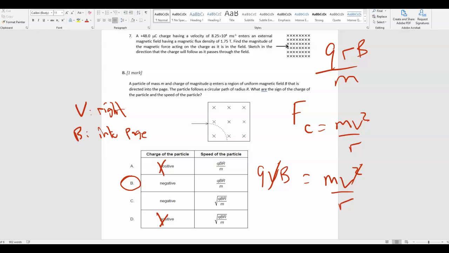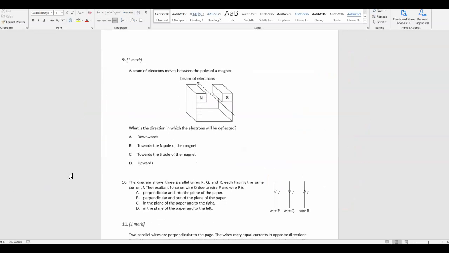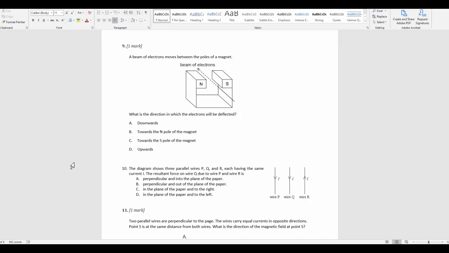Okay, so moving on. Question number 9, it says a beam of electrons. As soon as you see electrons, you should be thinking, okay, negative charge. I can use my left hand for this. If you have negative charge, either you can use your right hand for the right hand rule number 1 and just do the exact opposite, or you can just do your left hand.